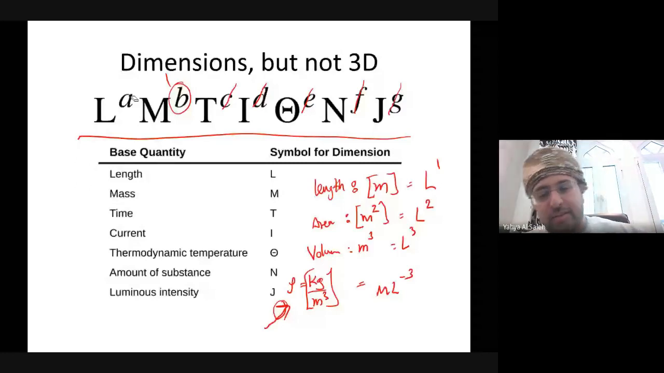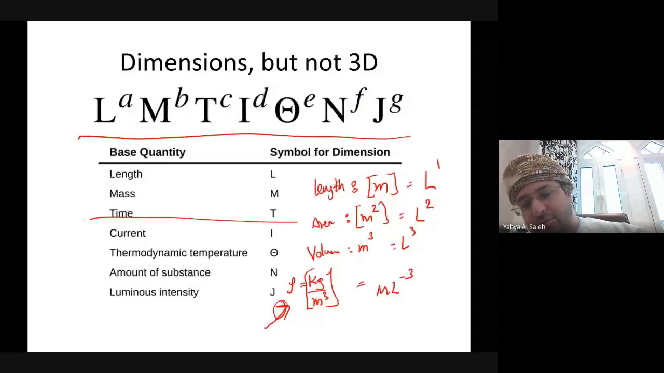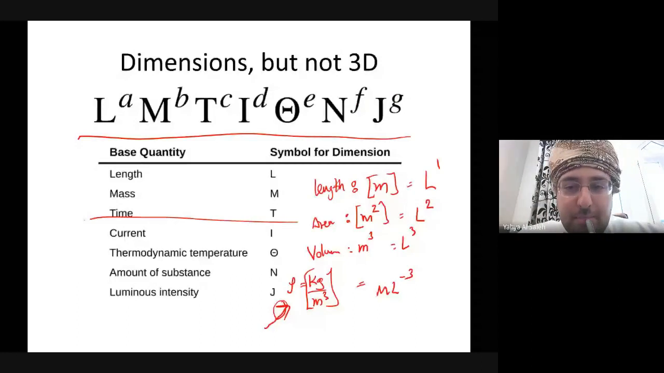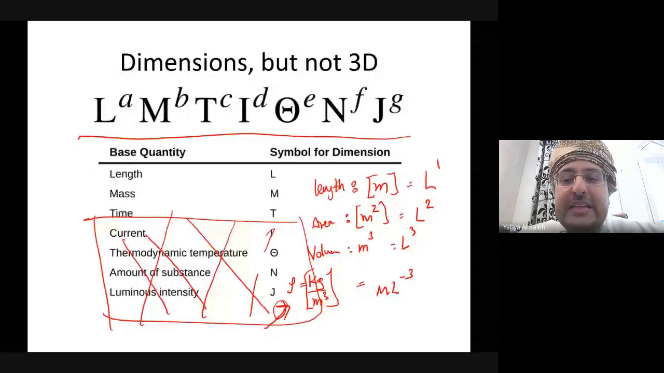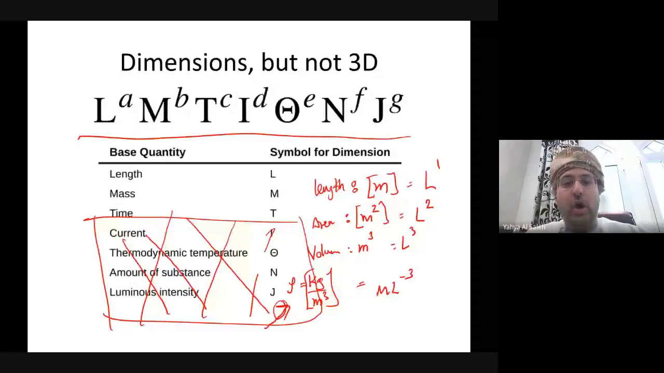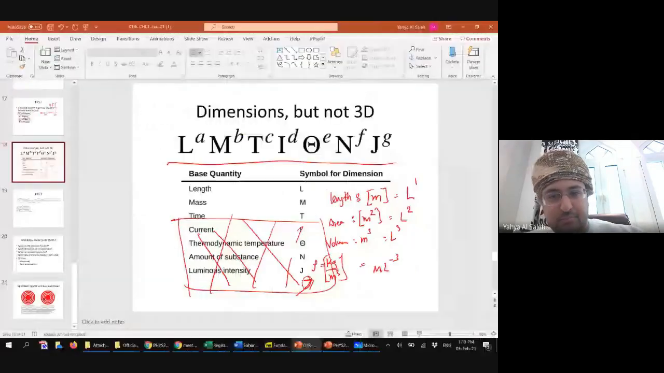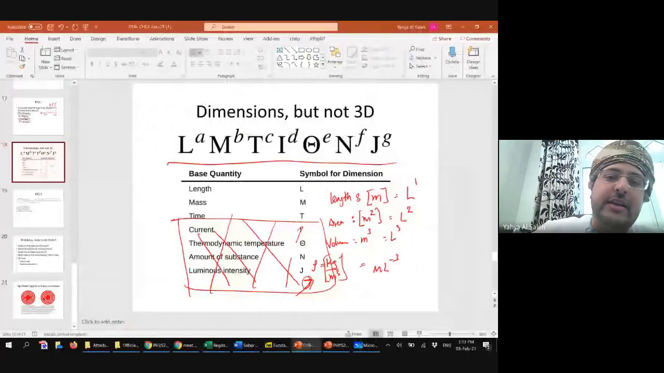Okay. And we can do this for any quantity whatsoever. Now, in this course, we are not doing current, thermodynamic temperature, all of these, but we are doing length, mass, and time. And it is actually a key test of whether an equation is what we call consistent or not. Let me give you an example. Let's look at an equation.